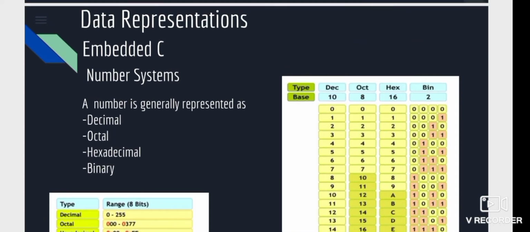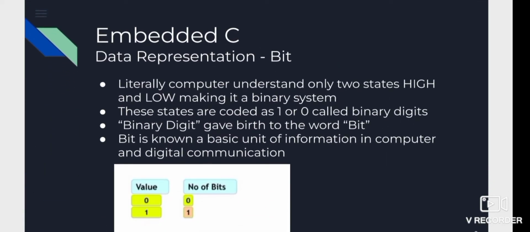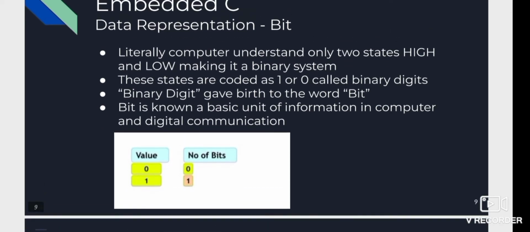We have data representation in C language by the number system. A number is generally represented as decimal, octal, hexadecimal, and binary. Data representation may be in bit. Literally, computers understand only two states, high and low, making it a binary system. These states are coded as 1 or 0, called binary digits. Binary digit gave birth to the word bit. Bit is known as a basic unit of information in computer and digital communication.